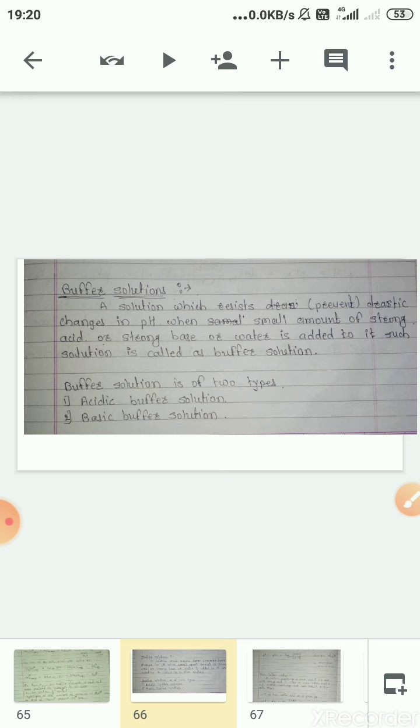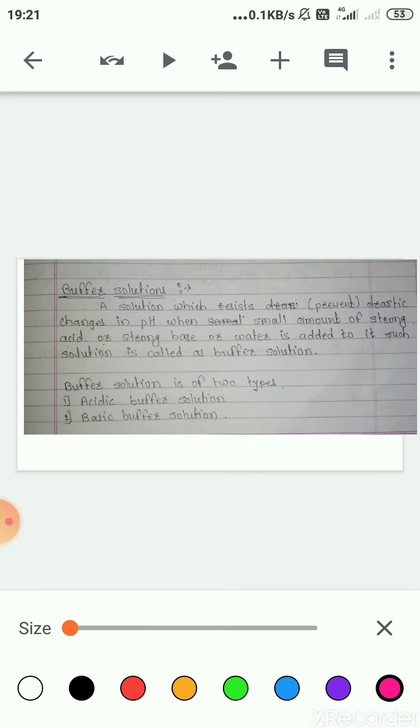So what are buffer solutions? The solutions which resist drastic changes in pH when a small amount of strong acid or strong base or water is added to them are called buffer solutions. Now, buffer solutions are of two types: acidic buffer solution and basic buffer solution.